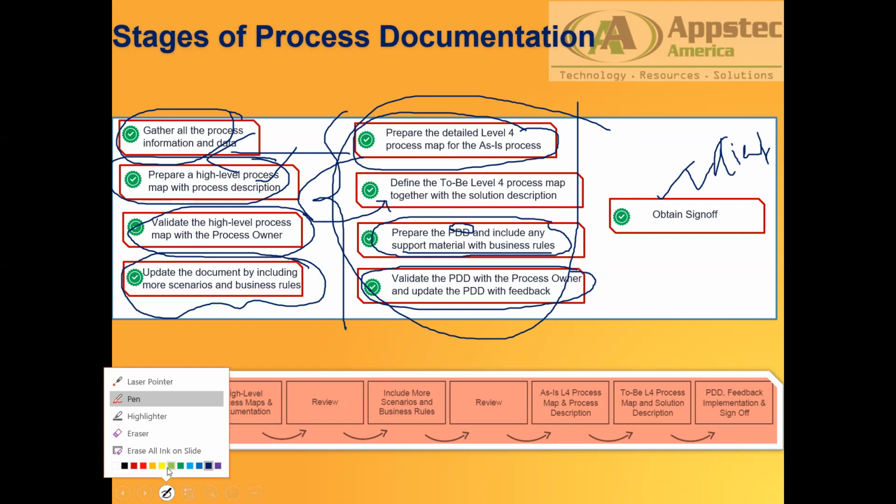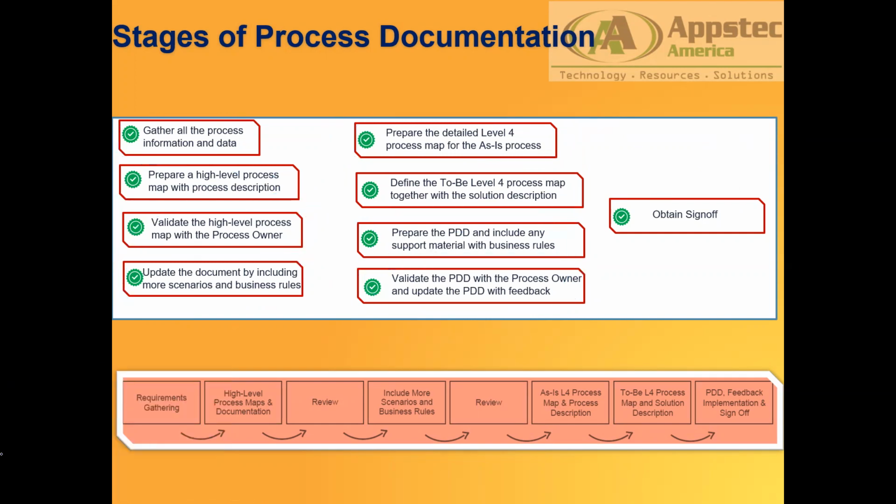Yeah. So now let's try to understand that we all know that we are going to do requirements gathering. After it, today we will see how we create the high level process map. Then this process map needs to be reviewed. This process map needs to include all the scenarios and the business rules. Again, we're going to review. So if you see here, review is a step that is getting repeated.